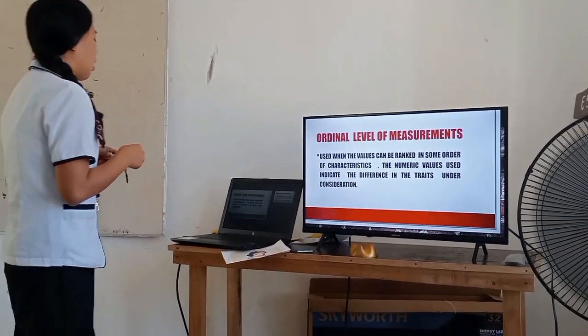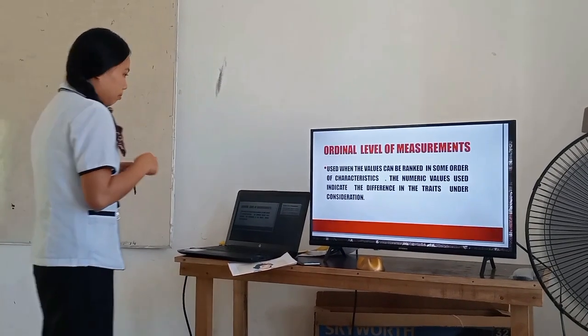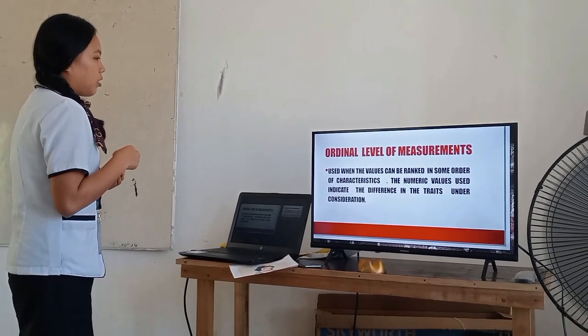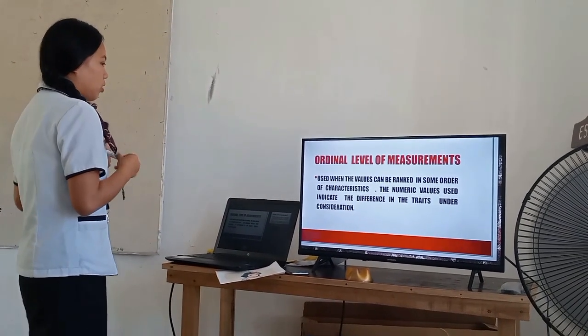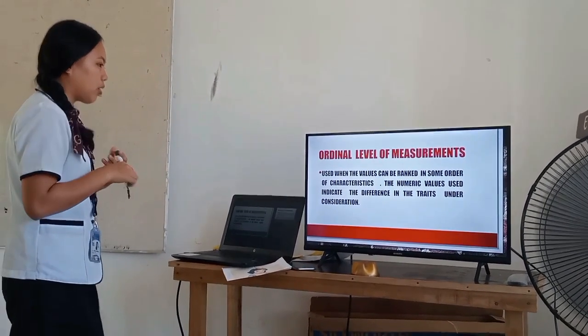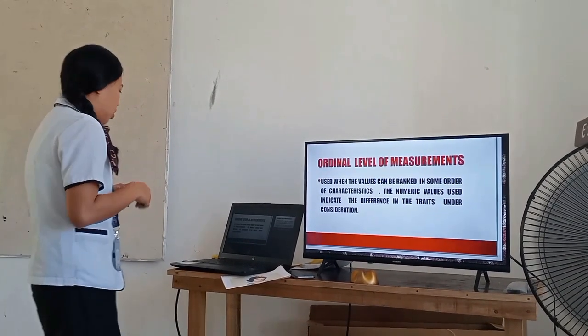Next is the ordinal level of measurement. Used when the values can be ranked in some order of characteristics. The numeric values used indicate the difference in the traits under consideration.